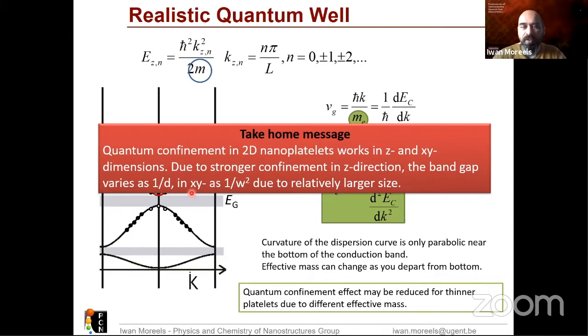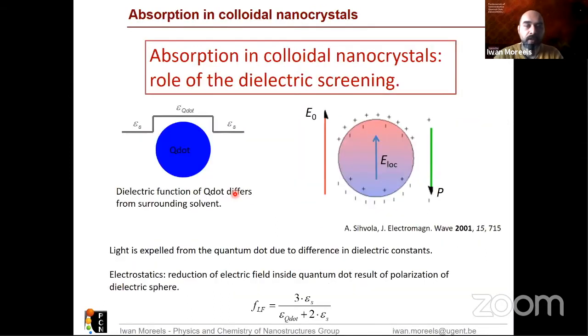In the XY directions, we did recover the 1 over W squared dependence, with W the width, but this is probably because in the width dimension we don't reach this very high confinement regime. The width of a nanoplatelet typically varies between 3 and 20, 50 to 100 nanometers, but because they don't go into this 1 nanometer regime, we do recover the expected behavior of the band gap variation with 1 over W squared. Okay, so this is already nice. At this point, we can understand how quantum confinement acts on the band gap of a confined system.